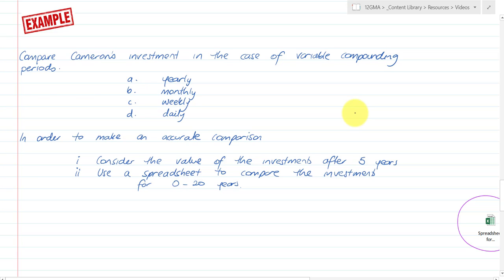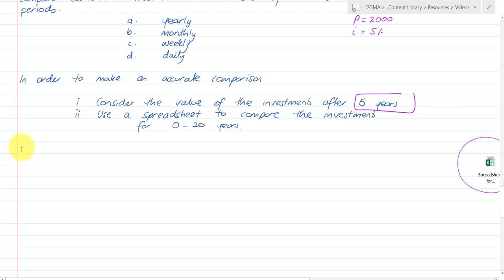We're going to start with the example we were doing before, which was based on P equal to 2000 and I equal to 5%, so pretty simple numbers. We're going to look at the compounding periods being yearly, monthly, weekly, daily. In order to make an accurate comparison, we're going to consider the value of investments after 5 years. Then we're going to use a spreadsheet to compare the investments for 0 to 20 years. So let's do after 5 years first.